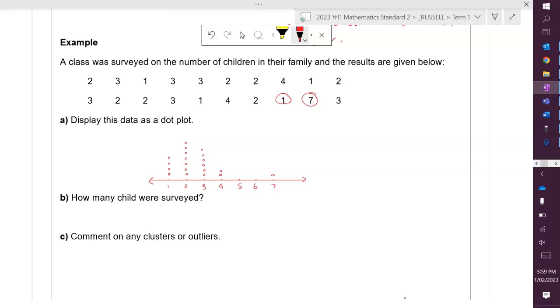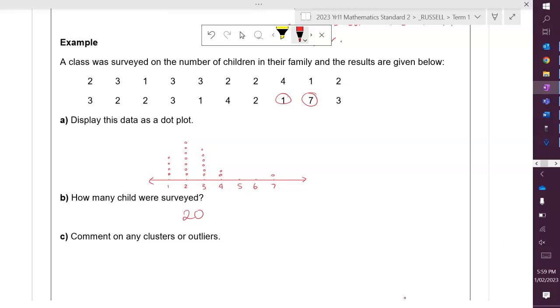The next question says how many children were surveyed. What we're looking at there is you can count every dot, or you can count what you've got here. So if you go across, you've got 2, 4, 6, 8, 10, 12, 14, 16, 18. There were 20 students surveyed.